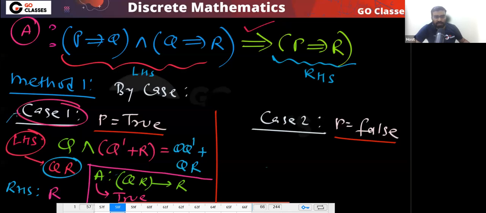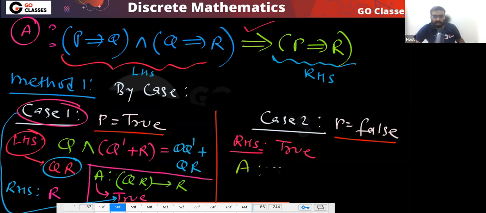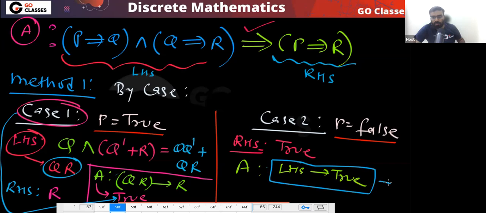Please tell me, did you get it? Case number one, A is true. What about case two? In case two, what is RHS? Just tell me the RHS. P is false, so this will be true. Now you don't need LHS, right? Anything implies true. What is option A? LHS implies true, so that will be true. Anything implies true is true. So you can notice in case two also, A is true. So in both the cases, A is true. Is this clear?